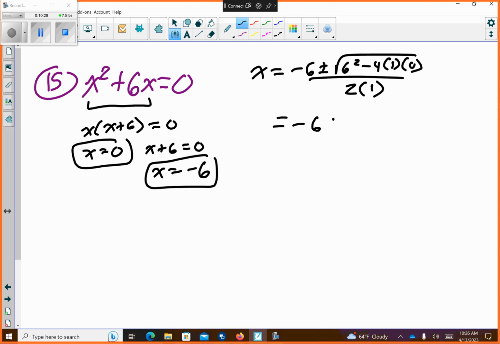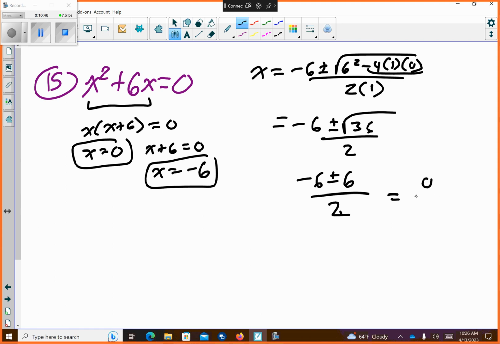So yeah, I get negative 6 plus or minus 36, because this whole thing becomes 0, over 2. Negative 6 plus or minus 6, because square root of 36 is 6, over 2. Negative 6 plus 6 is 0. 0 over 2 is 0. Negative 6 minus 6 is negative 12. Negative 12 over 2 is negative 6. So there's my two answers. But again, this was a much faster way to do it. Okay? So, yeah, the quadratic formula is a valuable thing, but sometimes it's going to be more work for you when problems are already kind of handed to you.